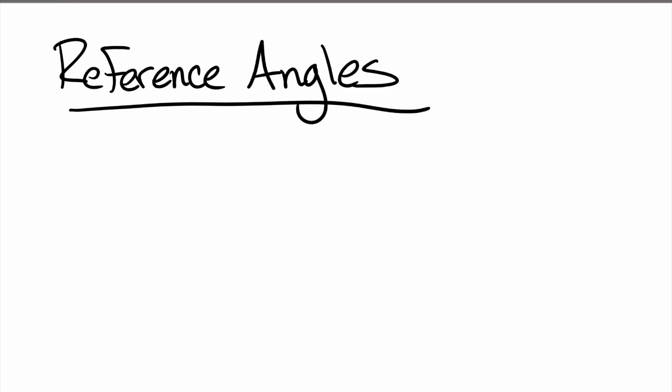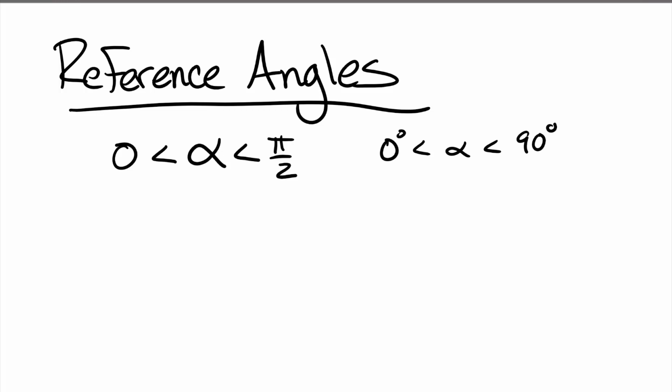A reference angle. Now, we call reference angles alpha, or maybe that looks like the Jesus fish to you. Now, this is the technical term for a reference angle. It needs to be between 0 and pi over 2. Or if we're talking degrees, it needs to be between 0 and 90 degrees. It needs to be in the first quadrant. But I take the reference angle game and I take it a step further.